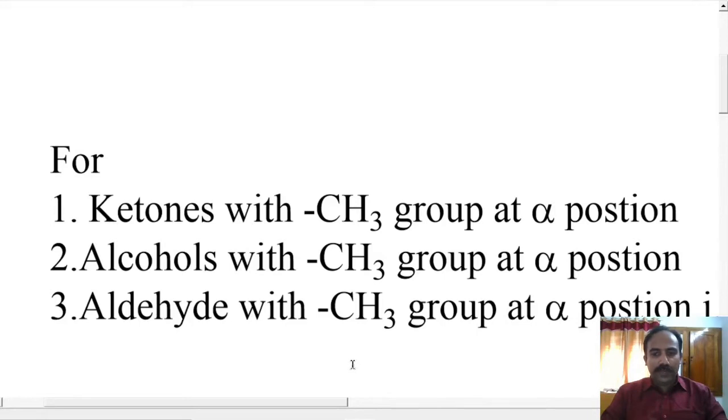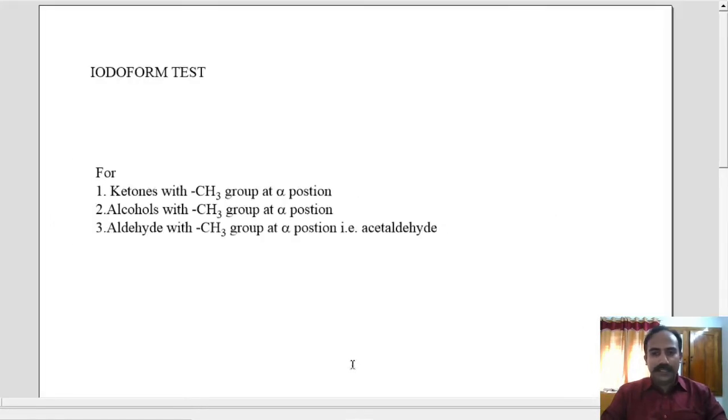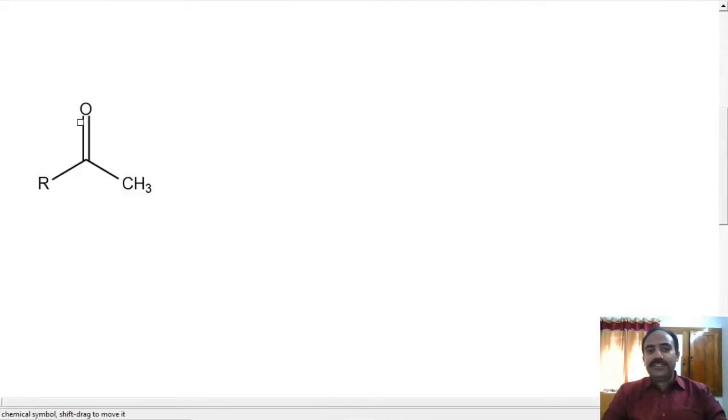Aldehyde with CH3 group at alpha position is simply acetaldehyde. So this is a ketone with CH3 group at alpha position. This is an alcohol with the CH3 group at alpha position. This is the aldehyde with the CH3 group at alpha position. This is basically acetaldehyde, and this one is ketone, and this one is secondary alcohol, or it could be primary alcohol. When it is primary alcohol, this R is simply H.